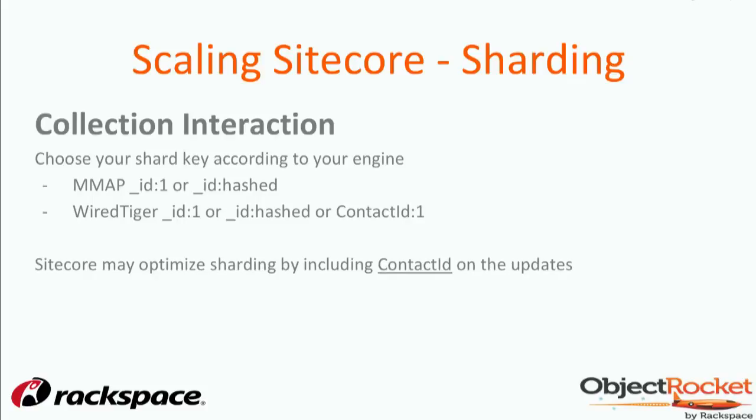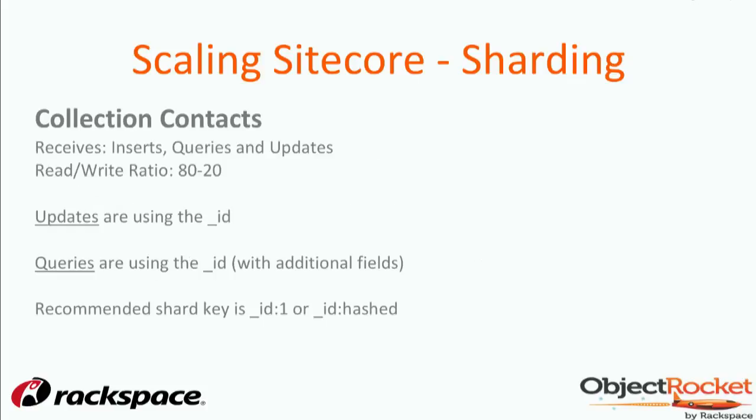So our proposal to Sitecore for interaction was to include the contact ID on the updates, and then we can have a perfect shard key, right? Because our updates will be on contact ID and ID, and all of our reads have the contact ID already, so making contact ID the shard key will target all of our operations to a single shard. They haven't implemented that yet, but have they asked you? Yeah. Or have you told them? I will. I will again.